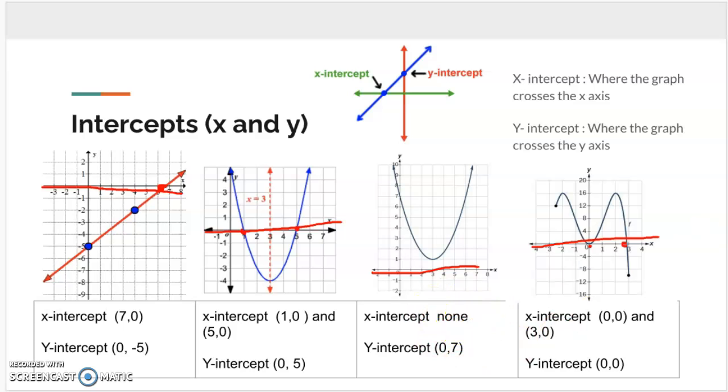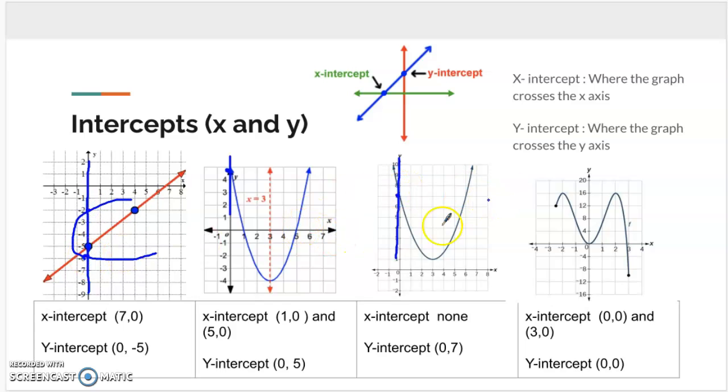My y-intercepts, on the other hand, are where it's hitting this y value. So again, if I draw my y line, it hits it at 1 spot, 0, -5. If I draw my y line, it hits it at 1 spot. All of these are hitting it at 1 spot. Notice if I were to have maybe like a curve like this, it would hit it in 2 separate spots.